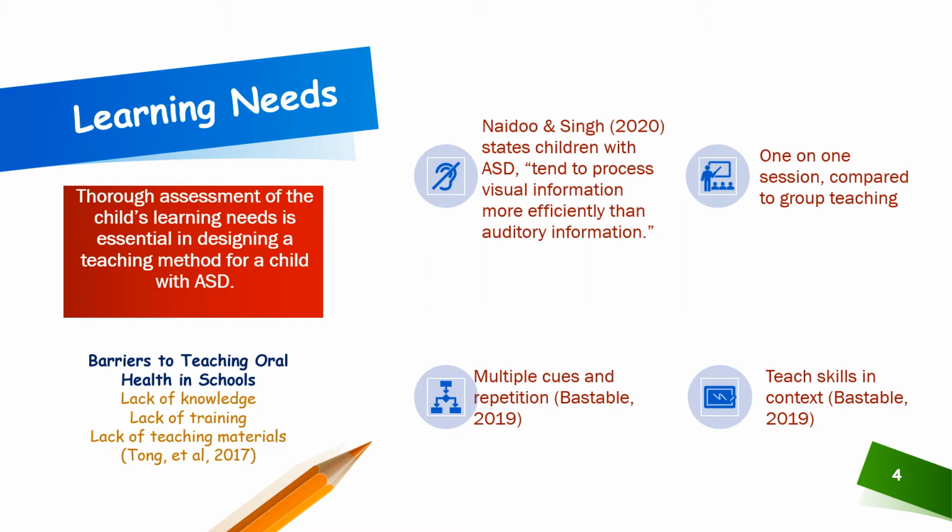One-on-one sessions compared to group teaching is more efficient. In group teaching, the child becomes very distracted, and may not like being in large groups. So one-on-one is easier for them to stay focused and to learn. Multiple cues and repetition is key when working with children with autism. And then always teach skills in context, so using simple statements and not using out of context information.